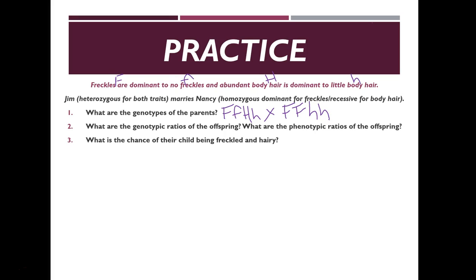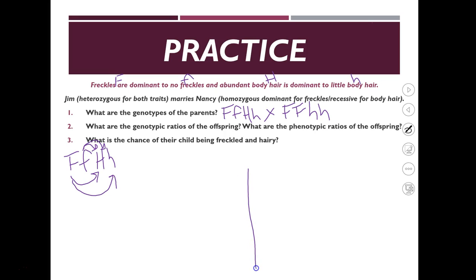Now we want to know the genotypic ratios of the offspring and the phenotypic ratios. In order to do this, we first have to figure out what is going to go on the top and the sides of the Punnett square. Now, to do this, you use the FOIL method, okay? So let's look at Jim. He's big F, little f, big H, little h. So big F goes with big H, big F goes with little h, little f goes with big H, and little f goes with little h. So Jim is going to give the 4 different alleles.